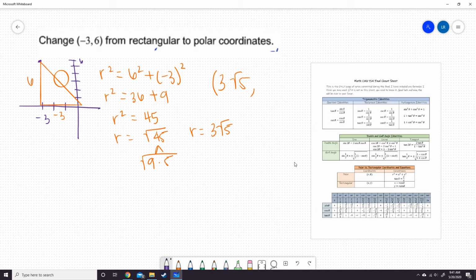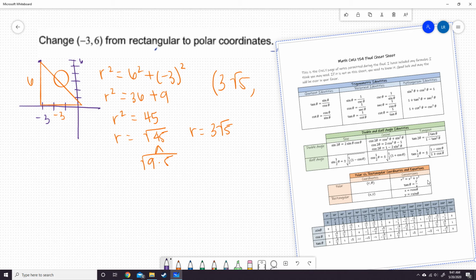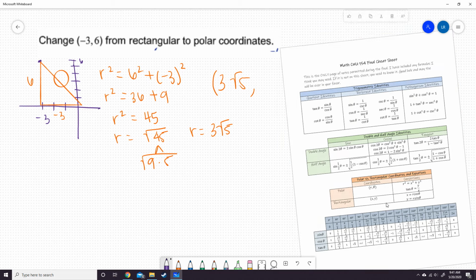Now we need to figure out theta. Here are our conversions right here. We did r squared equals x squared plus y squared already. Now we'll do the tangent of theta equals y over x, and that's going to give us our theta. So tangent of theta equals, well, y is 6, x is -3, so tangent of theta equals -2. So we need to figure out where does tangent equal -2.